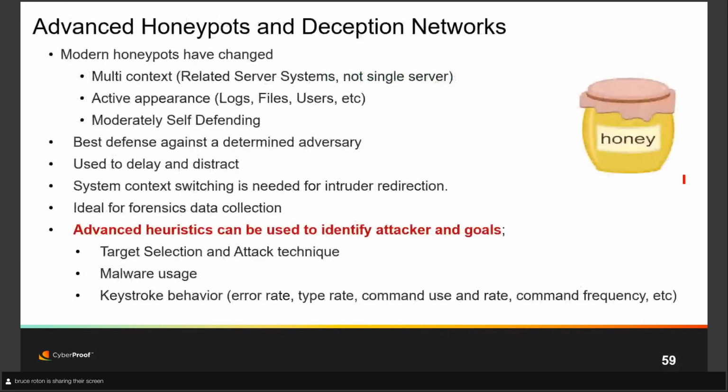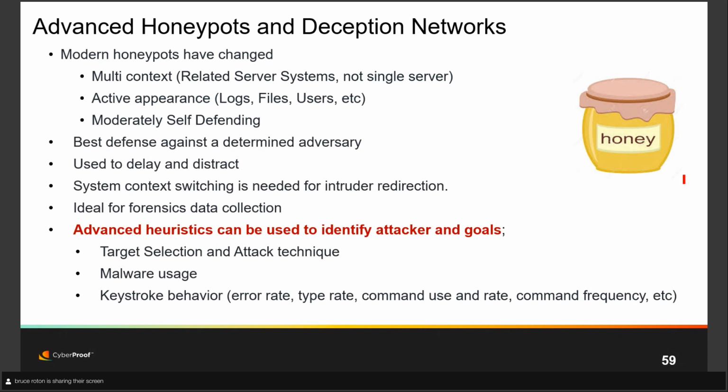And then advanced honeypots and deception networks. Modern honeypots have changed. These are not your grandfather's honeypots. The old ones were not multi-context, and they were pretty easy to detect. They didn't have anything that was changing. So new ones appear active. They have logs that are changing, files, users that are changing, and they look like related sets of systems, not a single server. The bottom line is somebody logs in and they see that they're on a VM and nothing's been changing in there for months. They know they're in a honeypot and they're going to bail out immediately.